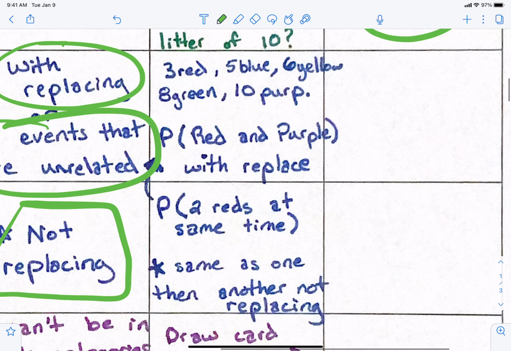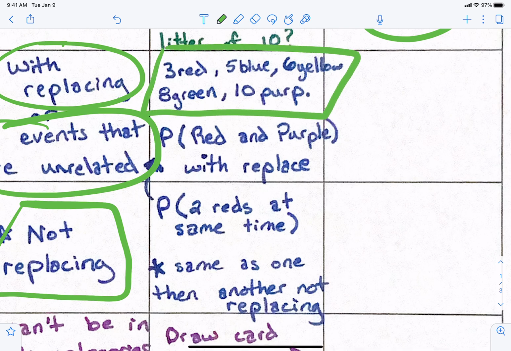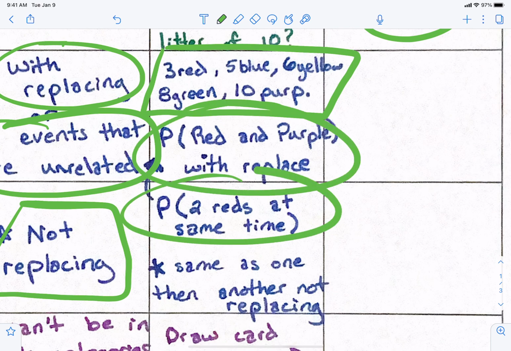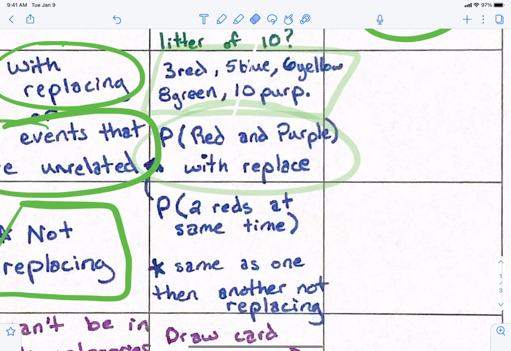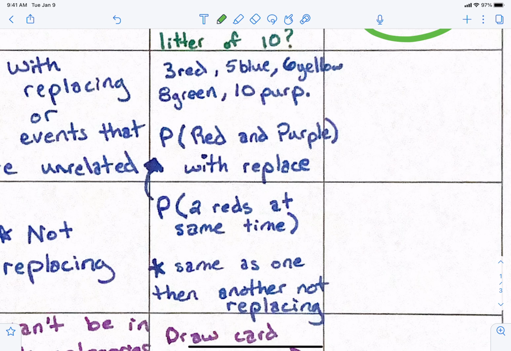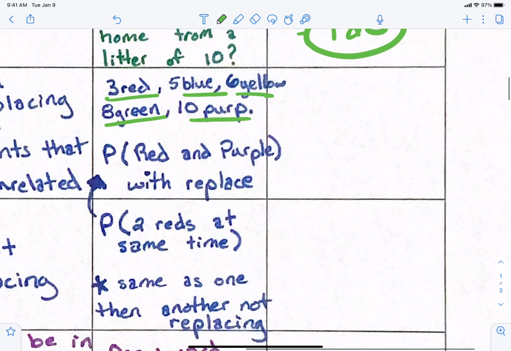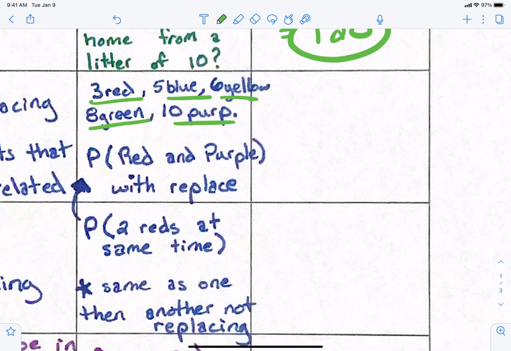Okay, so here's your scenario. I'm using this for this example and this example. There are 3 reds, 5 blue, 6 yellow, 8 green, 10 purple. Those are the marbles that I'm given. How many total? We know you're going to have to do a total. 3, 5, 6, 8, 10. 32 total.